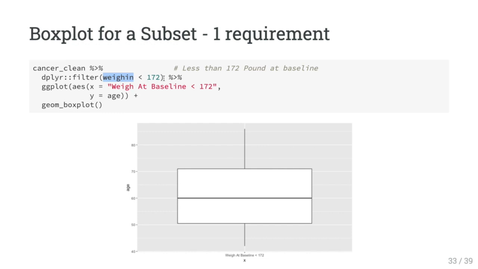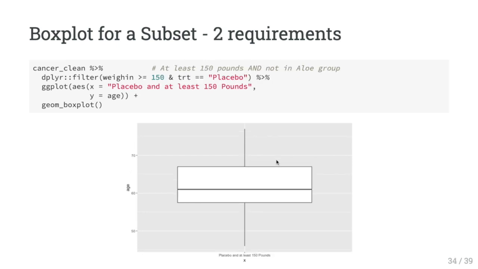We want to know what their ages are. And then we can, again, use the ggplot and geom boxplot like we've been using. And we can find out the distribution of ages for those that at baseline were less than 172 pounds.